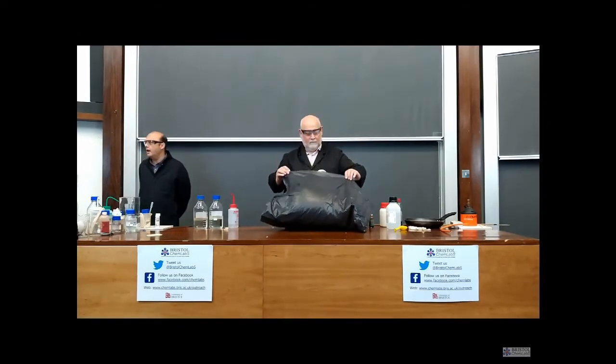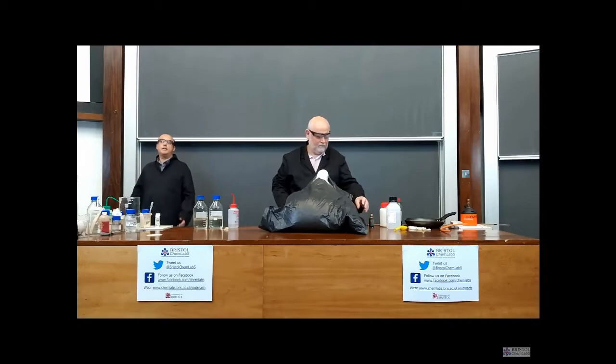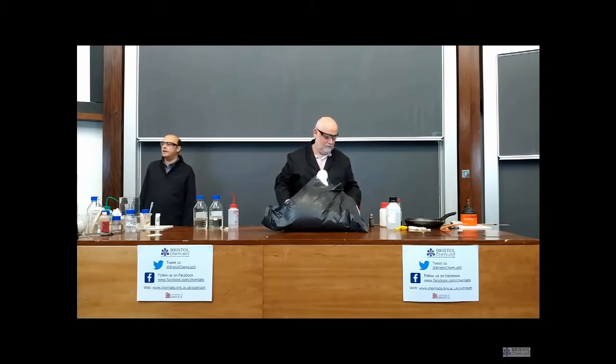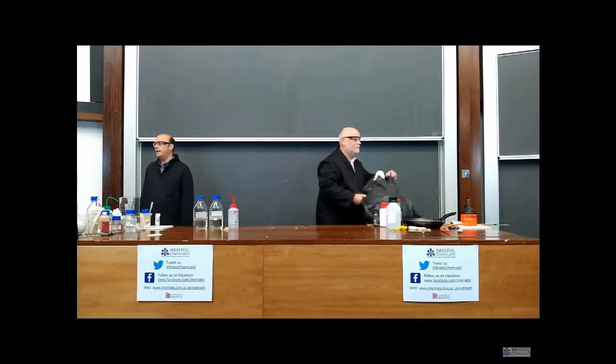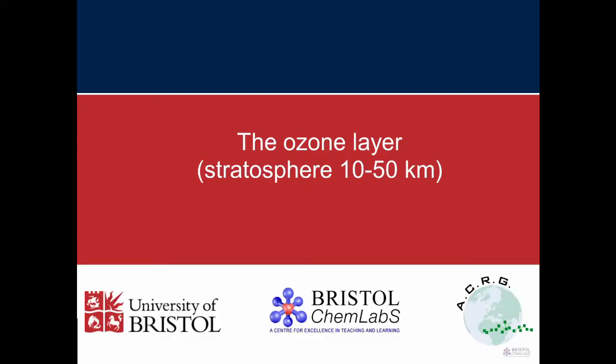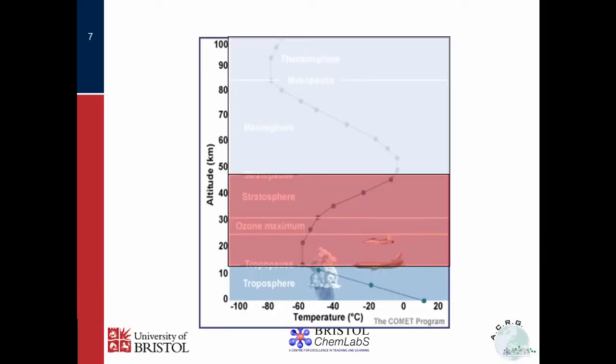Thank you, Tim. So now we've thought about the two main gases in our atmosphere, we want to think about the atmosphere itself. And our atmosphere is highly structured. And the first region of the atmosphere we're going to think about is called the ozone layer, or the stratosphere, which extends from about 10 kilometers in altitude up to about 50 kilometers in altitude.